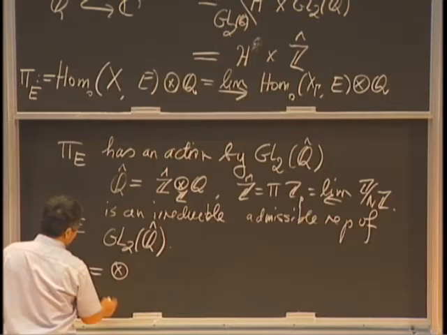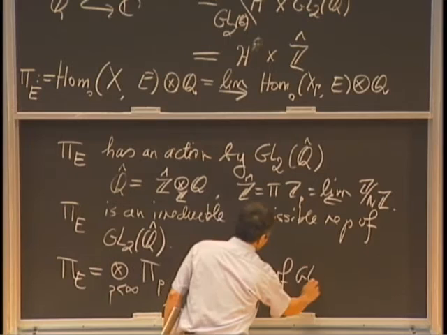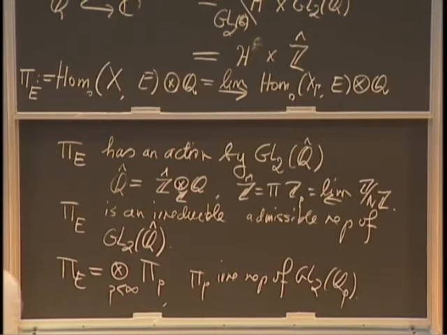can be decomposed as a local representation. This pi P, an irreducible representation of GL2 of Q_p. Okay, so this is the one step.